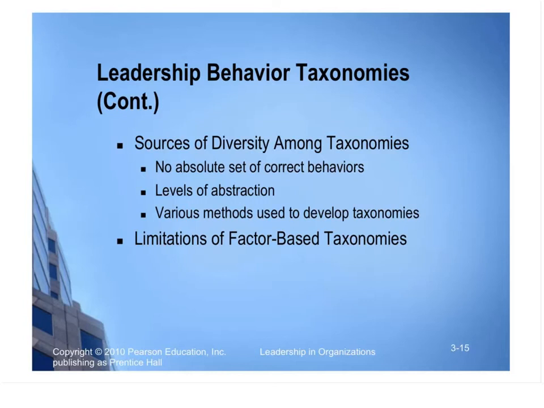So then level of abstraction. Leadership in itself is an abstract term, so sometimes it might be difficult to define it. And then various methods used to develop taxonomies. There are many different methods that they use when they want to develop taxonomies. Then limitations of factor-based taxonomy. There are limitations when it comes to definitions, so a lot of times you are not able to define because you are limited.